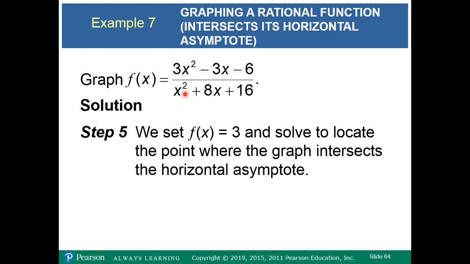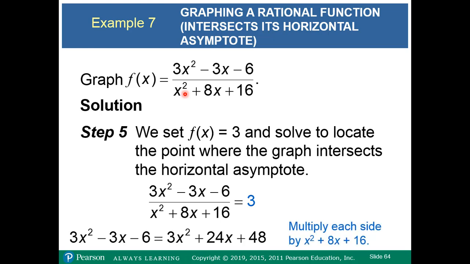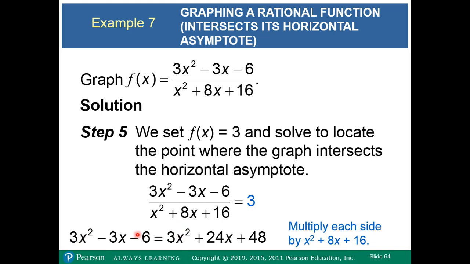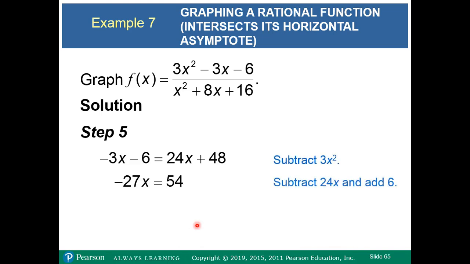We set f of x equal to 3 and solve to locate the point where the graph intersects the horizontal asymptote, if it does. So we set it equal to 3 and solve. We multiply each side by the denominator and get this expression, then simplify. We subtract the 3x squared; notice that we get 3x squared here and 3x, so those go away and we end up with this. Now we can combine like terms. We get negative 27x is equal to 54, and we get x is equal to negative 2.